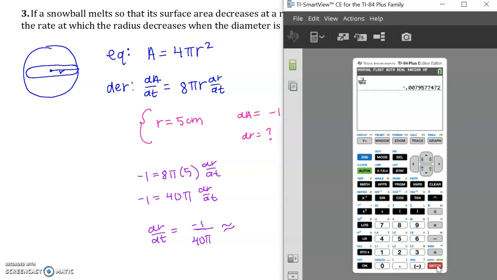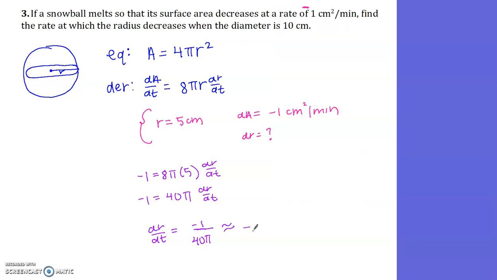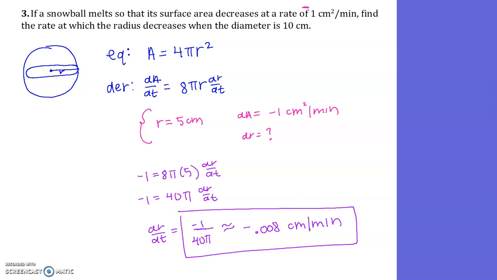And that'll give us about negative 0.008. In our units, it's a rate, okay, but it's the radius, so it's not squared. So it's just regular centimeters per minute. Okay. So either one of these would be fine for your answer.